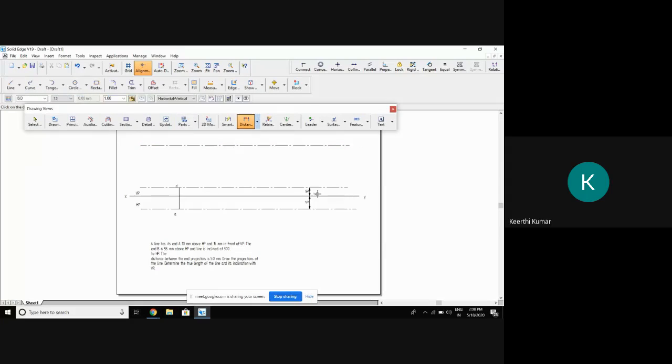So what is the distance he has given? The distance between this is 55 mm. This height is 55 mm. And I know this is called the locus of B. I'll write here: locus of B dash or capital B. This is the locus of capital B or locus of B dash.